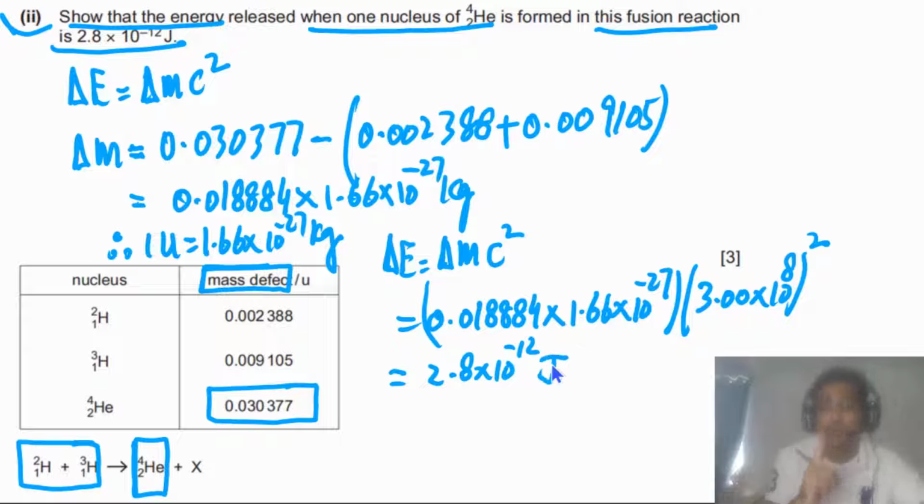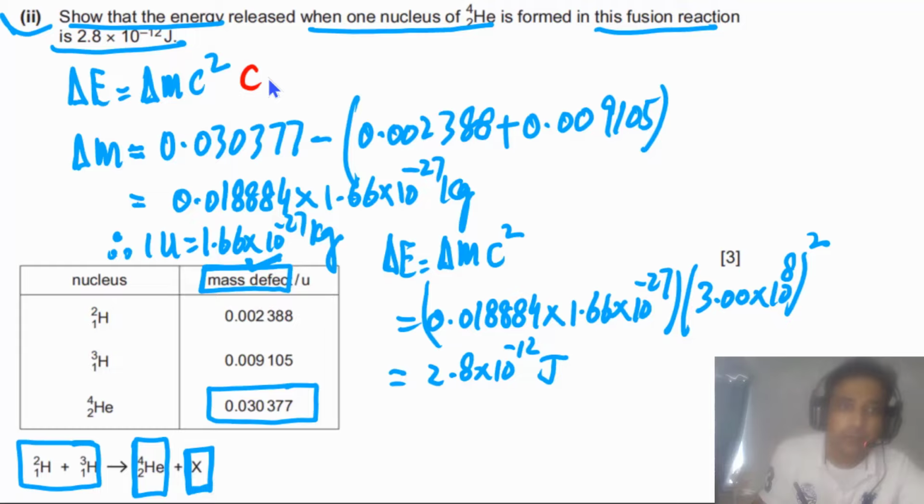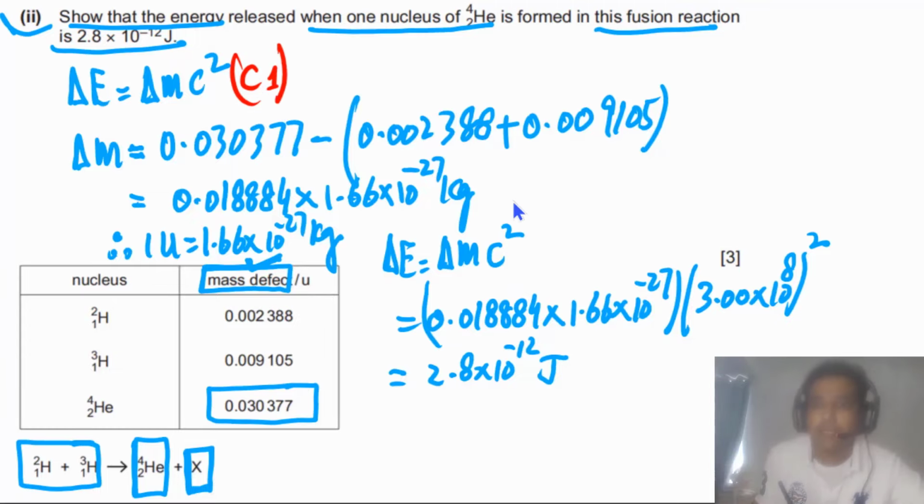So this is how you need to calculate. What is given to us for this question is the mass defect, and the neutron is a loose particle, it has no mass defect. And this question has 3 marks. The first mark, if you have written this formula, you will get 1 C mark, and the second mark you will get if you have calculated the value of delta M, meaning the net mass defect, and the final mark is for the answer. If you got the right answer, you will get 3 marks.